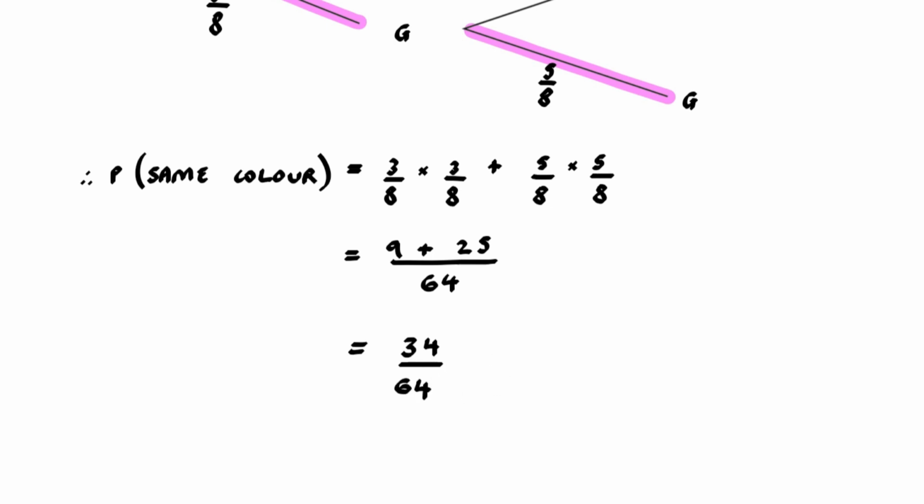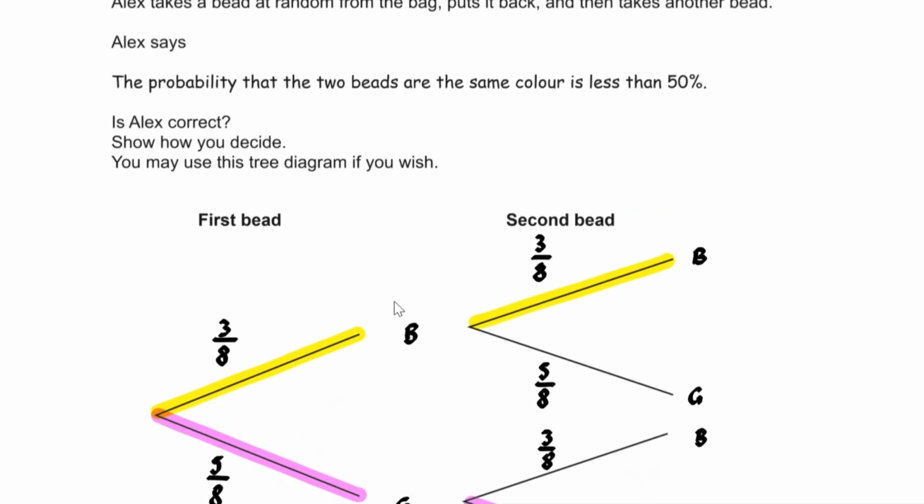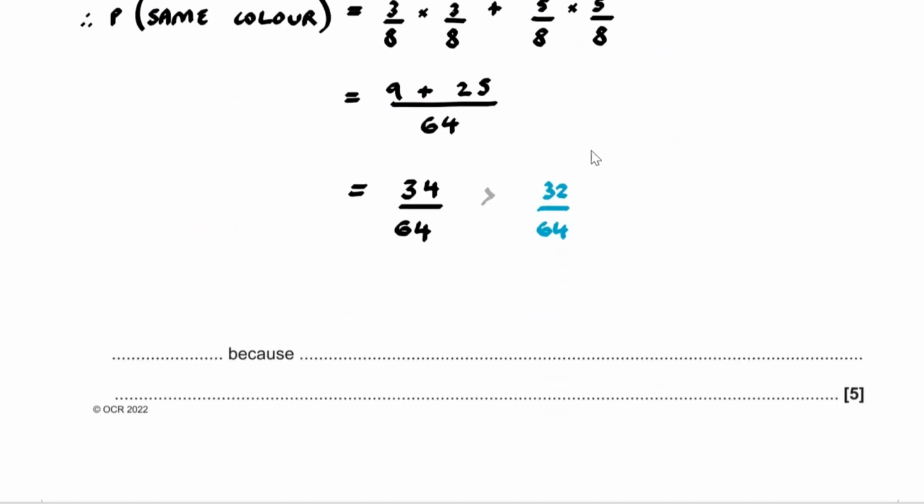Now, what I know is half of the 64 is 32. This is 50%. And the value I've got is greater than 50%. So he's saying it's less than 50%. Is he correct? No, because it's actually more than 50%.